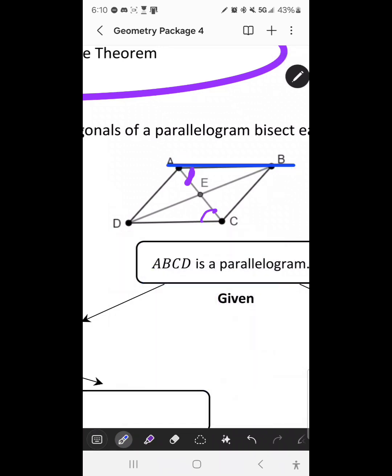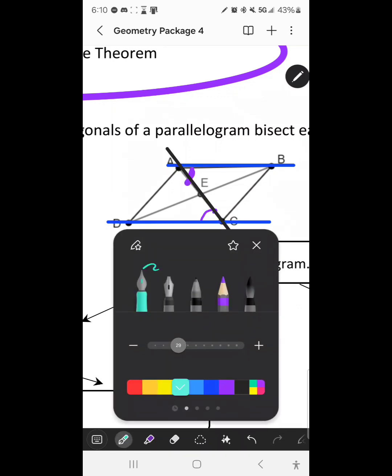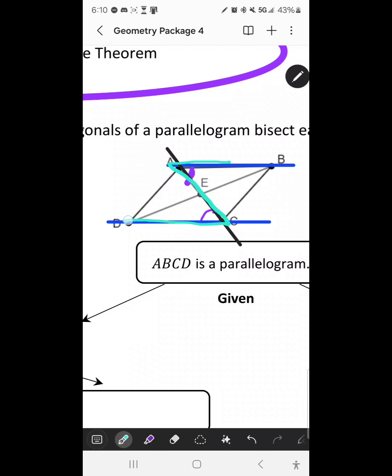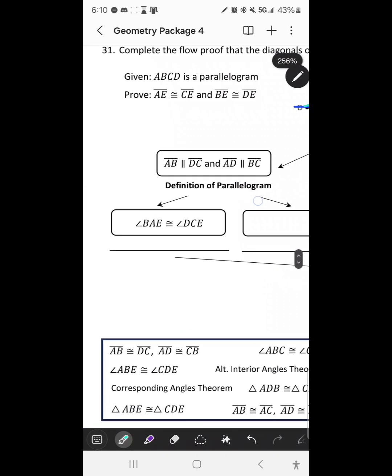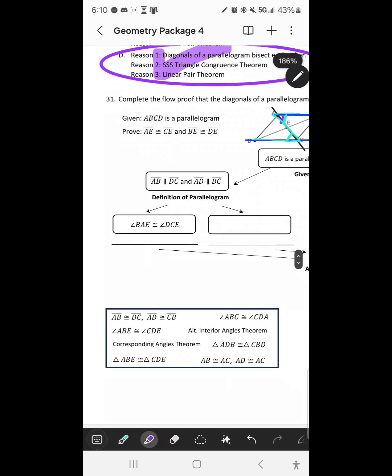So, let me draw this. We have this side here and this side right here. They're parallel. We just established that they are parallel because of the definition of a parallelogram. And then we have this diagonal here. As you can see, this makes a Z, which means these are alternate angles, specifically alternate interior angles. You can see the theorem here. I'm just going to do this because it's the same theorem.